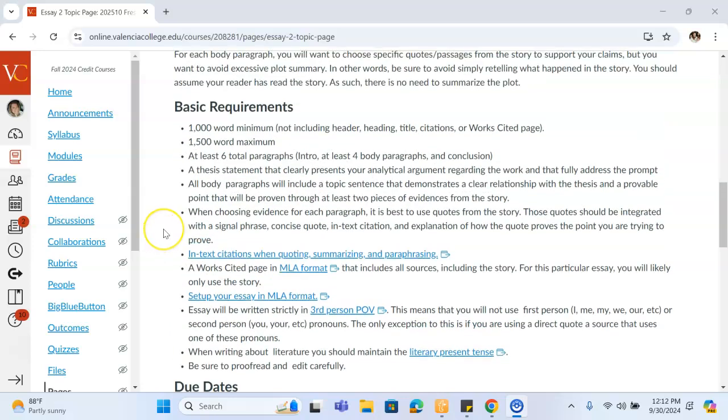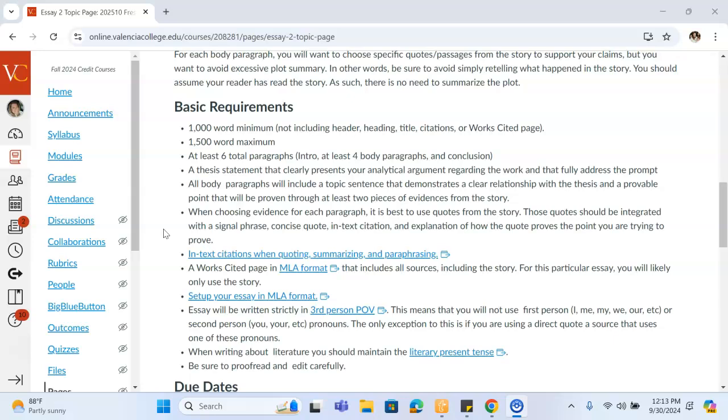Basic requirements: you have a minimum word count of 1,000 words. This does not include your header, your heading, your title, your in-text citations, or your works cited page. You have a maximum of 1,500 words. You're required to have at least 6 total paragraphs: 1 introductory paragraph, at least 4 body paragraphs, and a conclusion. You will have a thesis statement that clearly presents your analytical argument regarding the work and that fully addresses the prompt. All your body paragraphs will include a topic sentence that demonstrates a clear relationship with the thesis and a provable point that will be proven through at least 2 pieces of evidence from the story.